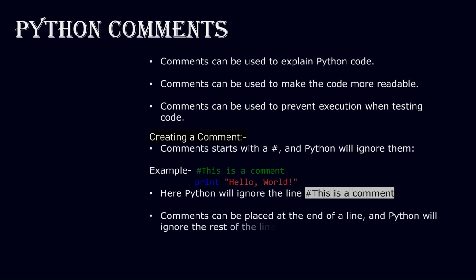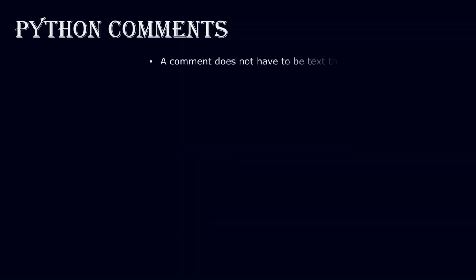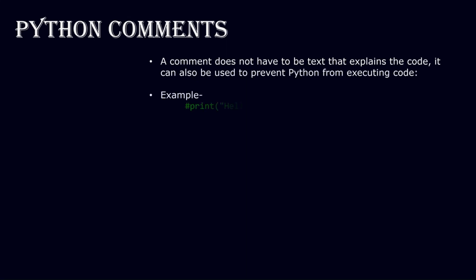Comments can be placed at the end of a line, and Python will ignore the rest of the line. A comment does not have to be text that explains the code. It can also be used to prevent Python from executing the code.